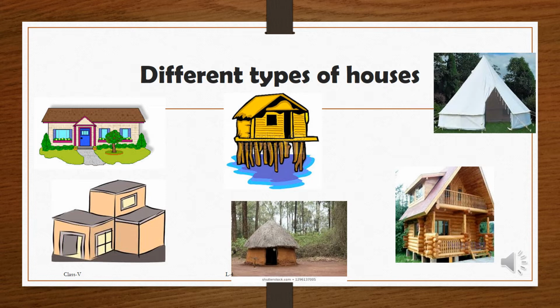Some houses have sloping roofs, some have flat roofs. Some houses are built of cloth, some are built of wood and mud. Some houses are built on raised platforms. So, the type of house that we construct depends upon the place that we live.